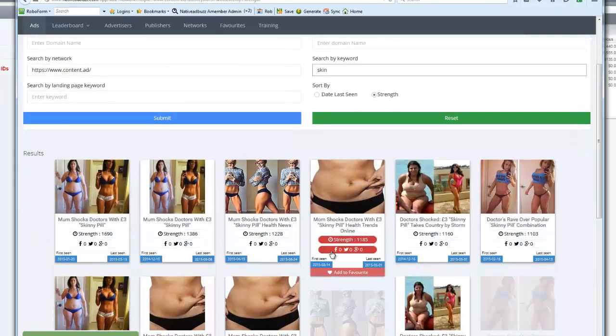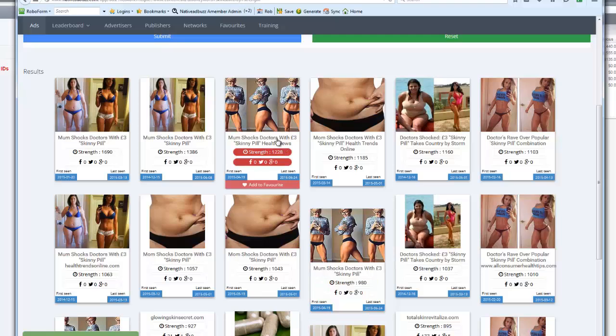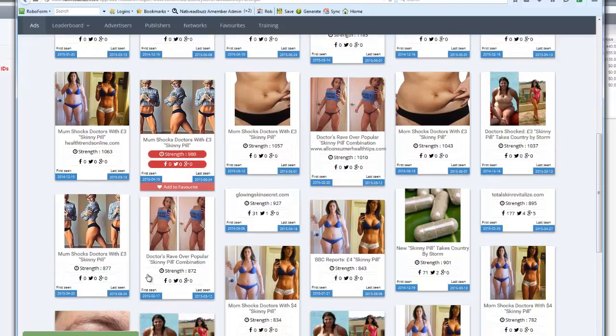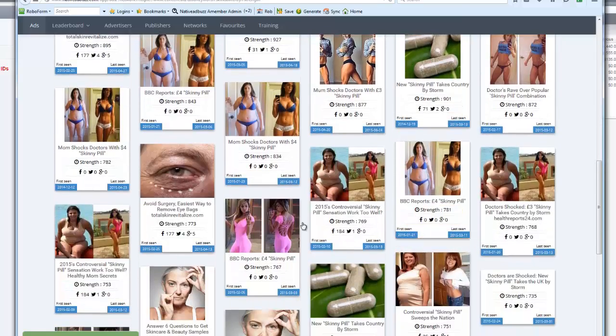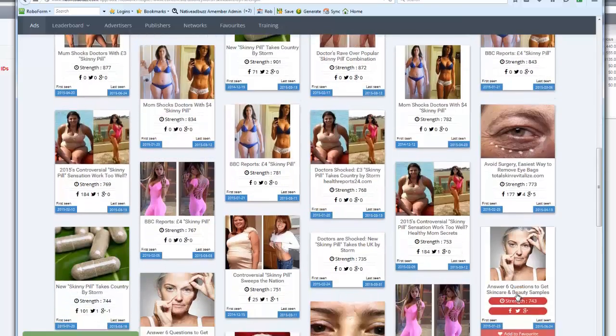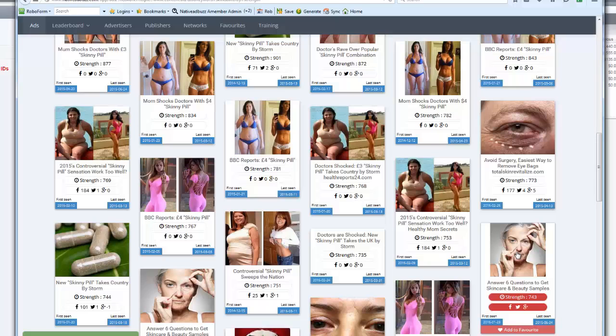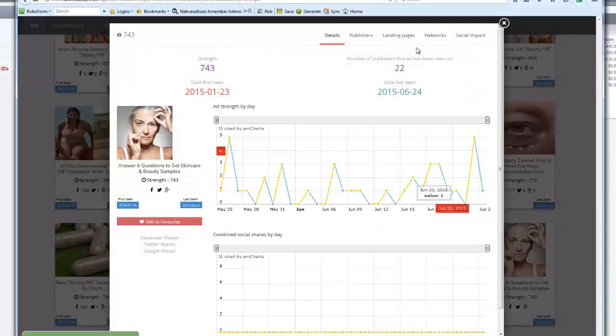Have a look at some of these ads. Oh, it's picking up "skinny" as well, which isn't very good. But that's a good indication of the type of ads you can run on this network. A skinny pill. There you go. Six questions to get skincare and beauty samples.